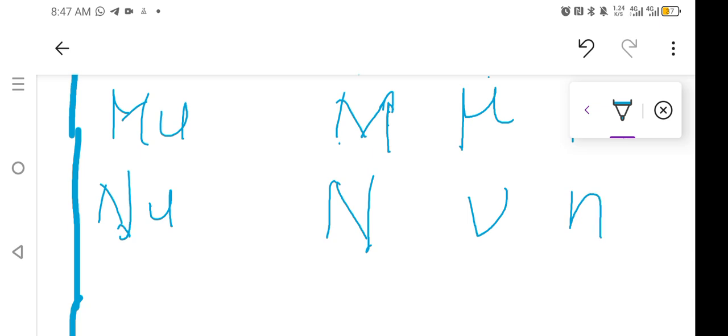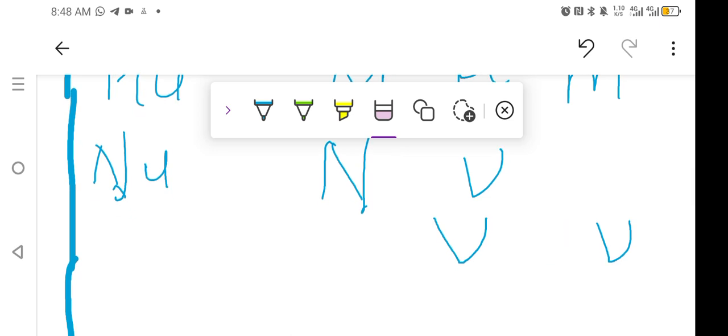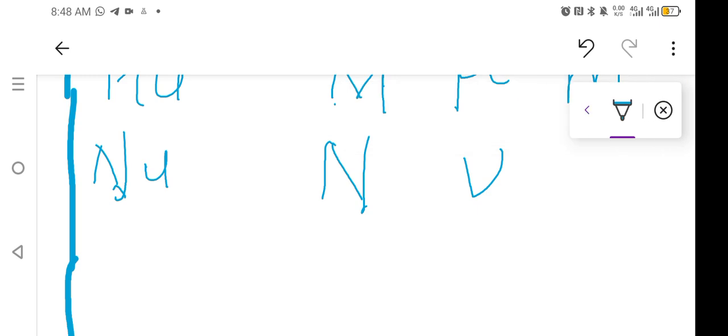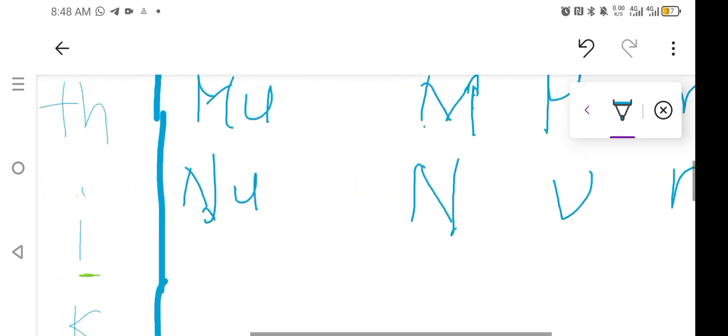All right. So the way it's written, on the left side it's more of a straight shape like you're writing a V, and then the right side is slightly curved a little bit. Straight and slightly curved a little bit. So that is nu. English equivalent is N. All right. So that is nu.